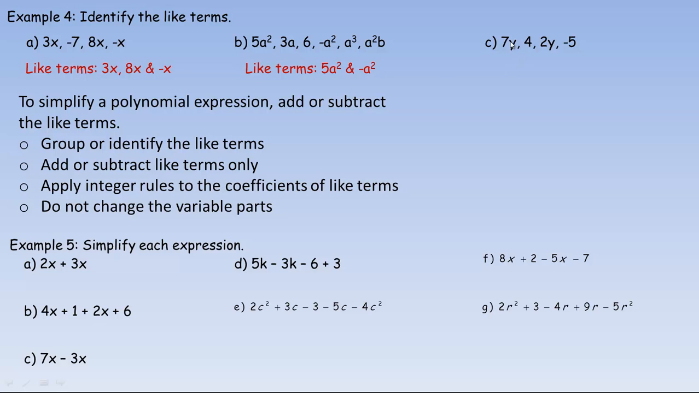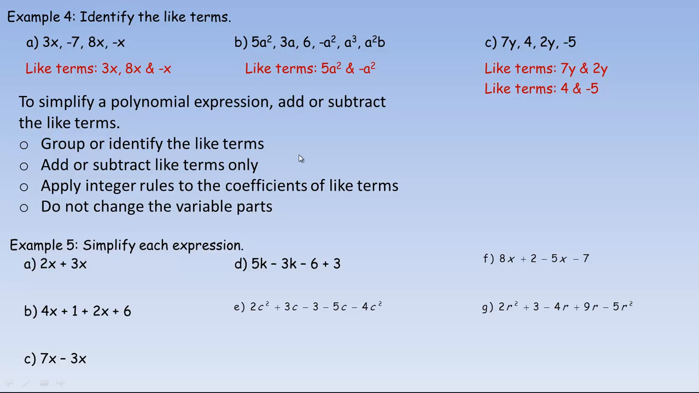In C, the 7y and 2y are like terms, because they're both y terms. The 4 and negative 5 are not y terms, but the pair of those would also be like terms, because they're just numbers, they're constants. So the 4 and negative 5 are also a different kind of like terms. So actually there are 2 pairs of like terms in C.